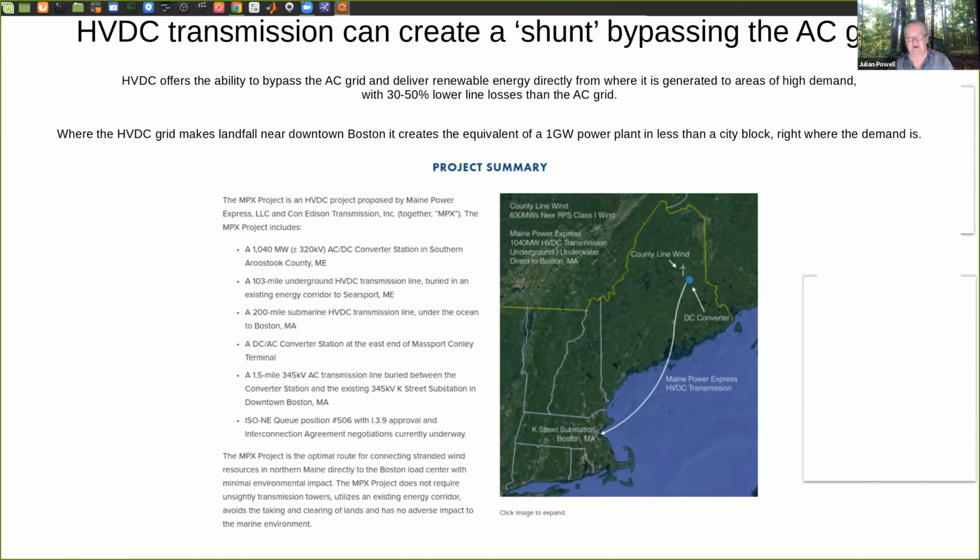And what they don't show in this slide is there was also a connection between this county line wind that was proposed and Canada for Quebec Hydro, because Quebec has tons of hydropower. So that portion of the grid was going to be all new transmission lines cut through virgin forest. And New Englanders are a bit more protective of their forests than Southerners are, unfortunately.